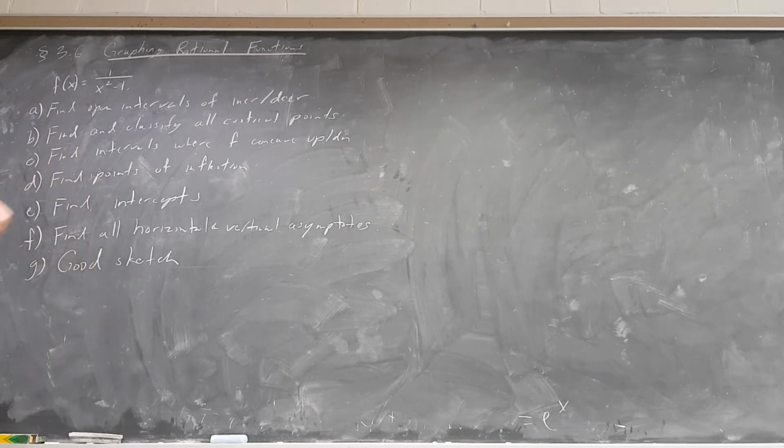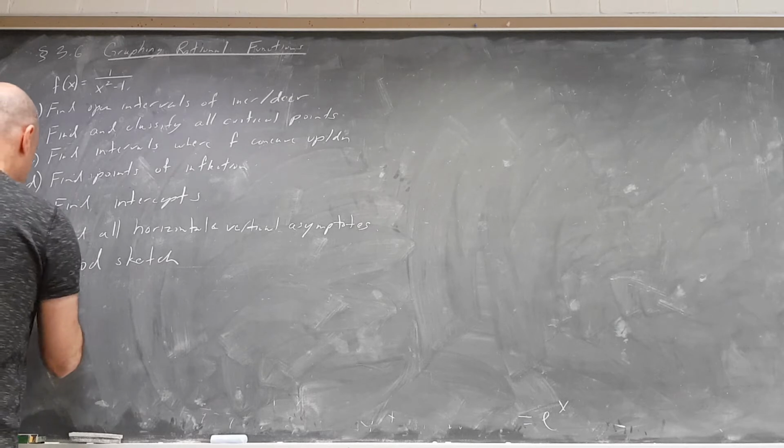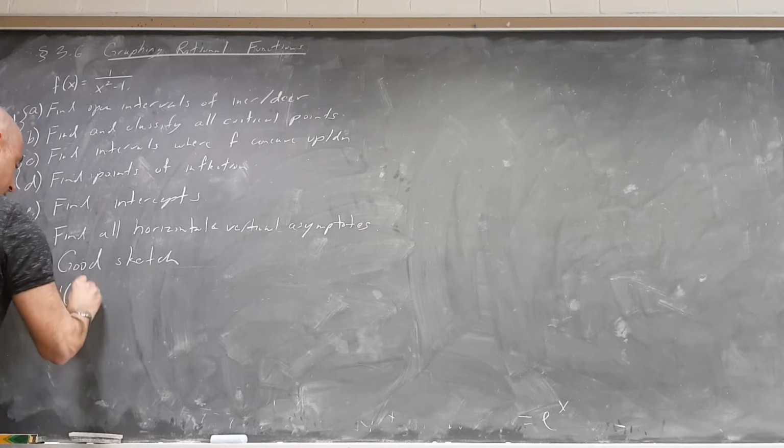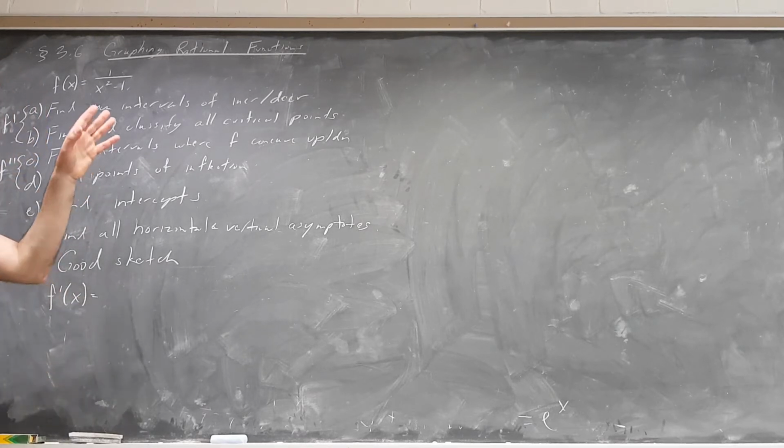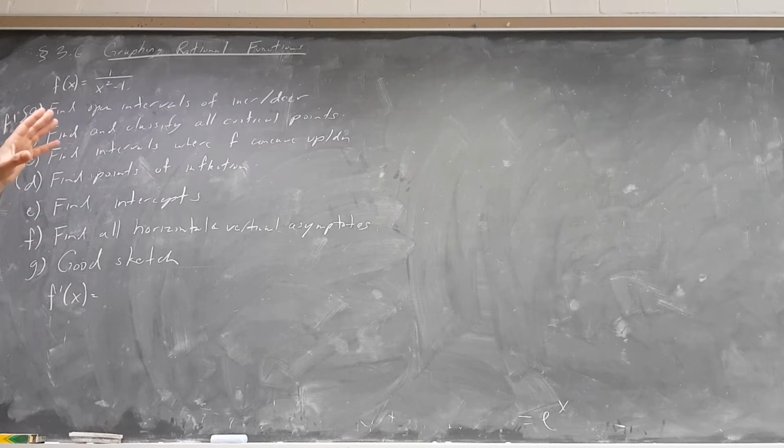And just like before, assuming hopefully you can see this and it's not off the edge of the camera, parts A and B have to do with the first derivative, and parts C and D have to do with the second derivative. So let's go ahead and start taking derivatives. So f prime of x. Now, if we're smart here, we can save ourselves a considerable amount of work for taking the first derivative.